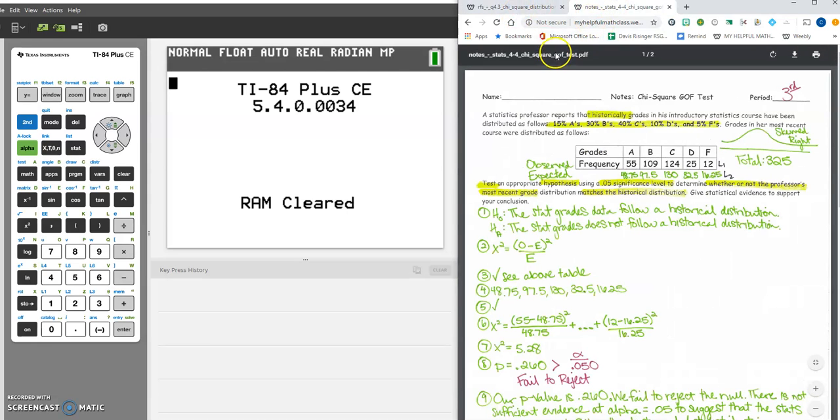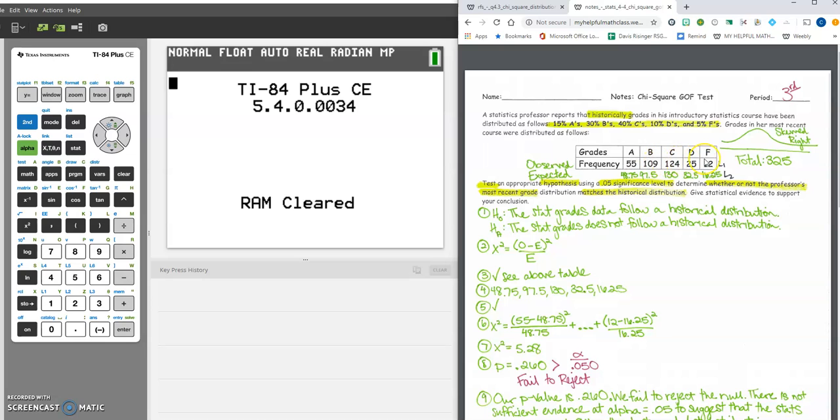So let's go ahead, and again, we're going to use our notes, so you should hopefully have your recipe card with you in front, and I'm going to walk you through especially the important part, which is, of course, the calculator, knowing how to run the steps. So as always, we've got a stats professor. He reports historically grades in his introductory stats course have been distributed as the following. We are given some percentages for each grade. Grades in the most recent course were distributed as follows.